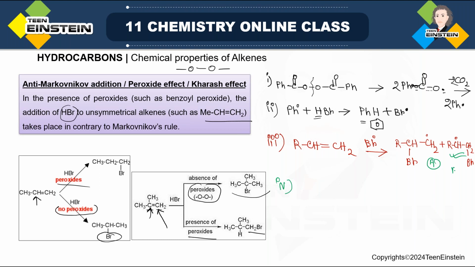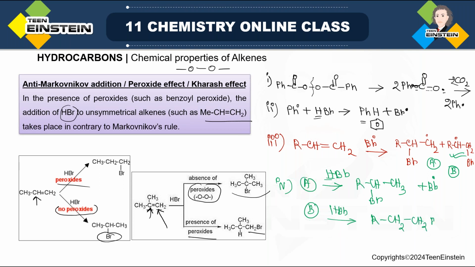Suppose this is A and this is B. So if you have A, which is basically minor, in presence of HBr, it will capture H. And once it is capturing H dot, it will produce RCH3. And there will be generation of Br dot, which can further start another reaction. And if it is B in presence of HBr, B is more stable. Remember, RCH2, CH2Br. Now this one is from B, which is more stable. B is more stable than A.